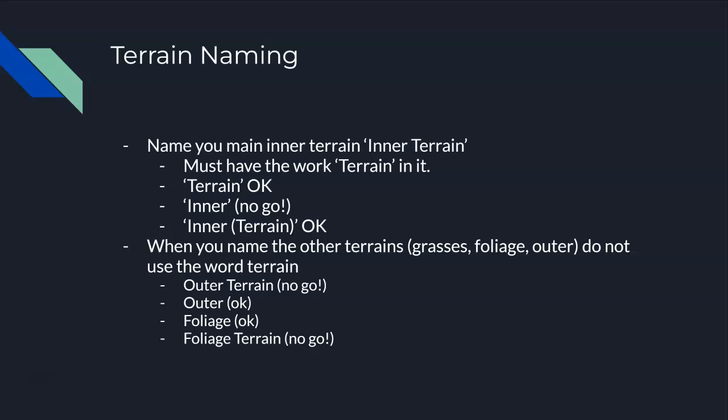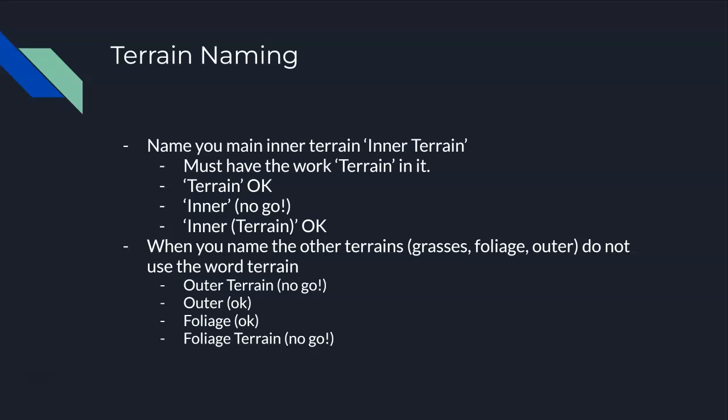You're not going to see it until you publish or you try to run your game inside GS Pro, because GS Pro is looking specifically for the word terrain in one terrain and in one terrain only. Okay. Another good example is if you name it inner and then parentheses terrain, that's perfectly fine as well because it has the word terrain in it.